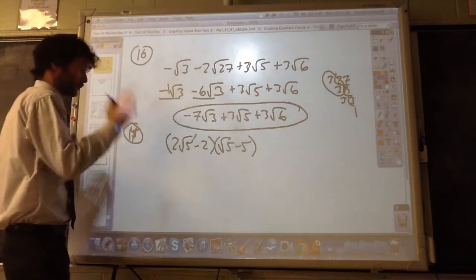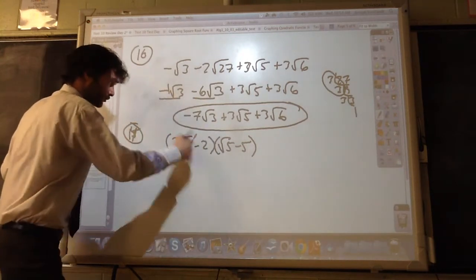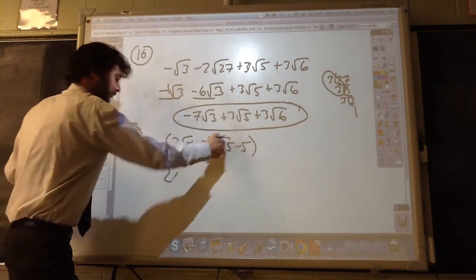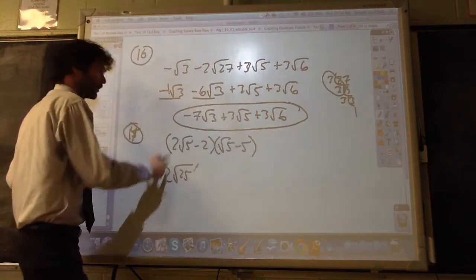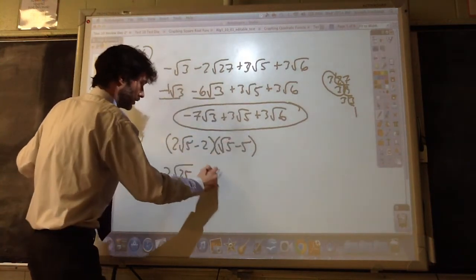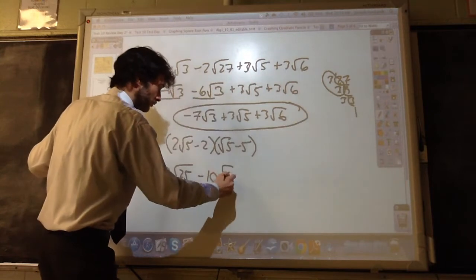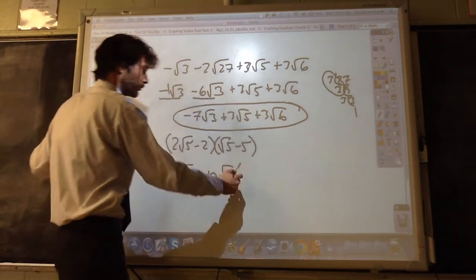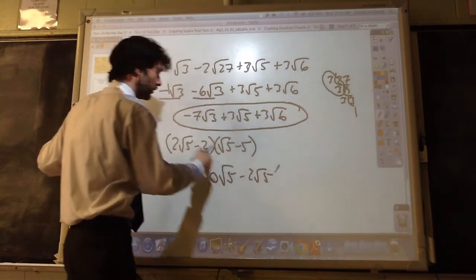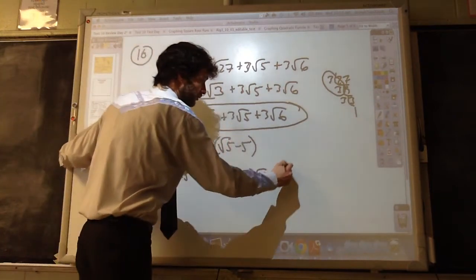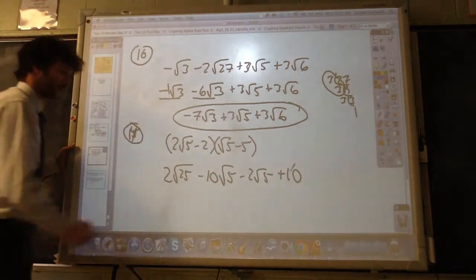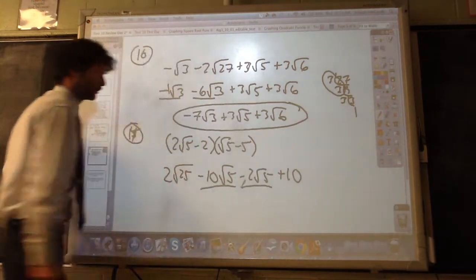Okay, starting over, quickly. 2 times no number outside is 2. Square root of 5 times square root of 5 is square root of 25. 2 times negative 5 is negative 10. Square root of 5 times no square roots, square root of 5. Negative 2 times square root of 5 is negative 2 square root of 5. Negative 2 times negative 5 is 10. Definitely know I can combine these, for sure.